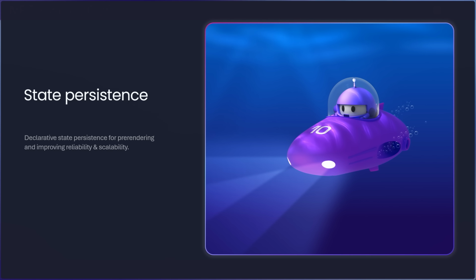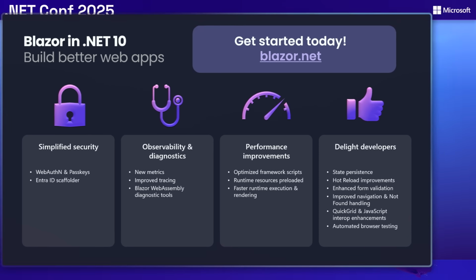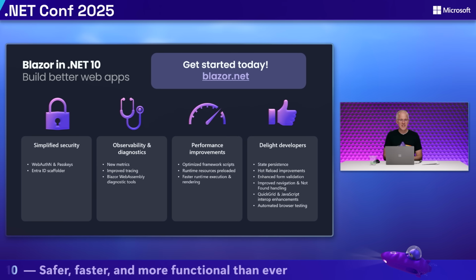All right. So that's what I had to show you today. Here's a summary of what's new in Blazor in .NET 10. Blazor in .NET 10 is loaded with significant advancements in security, observability, performance, and developer experience. You can get started today with Blazor in .NET 10 by going to blazor.net. We're excited to see what you'll build with these new features.